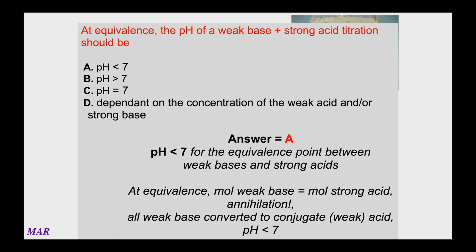The acidic properties of equivalence in a weak base plus strong acid titration come from the conjugate acid of the weak base. It's not from the strong acid, it's from the conjugate acid of the weak base. It won't be super acidic, but it will be more acidic than you might think. It won't be equal to 7. A pH of 7 is only for strong acid and strong base titrations.